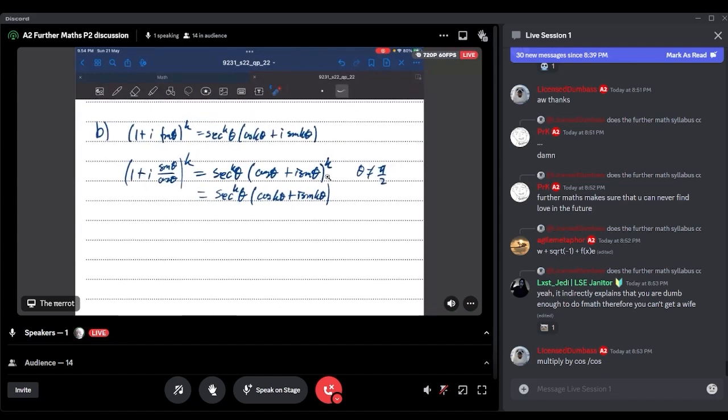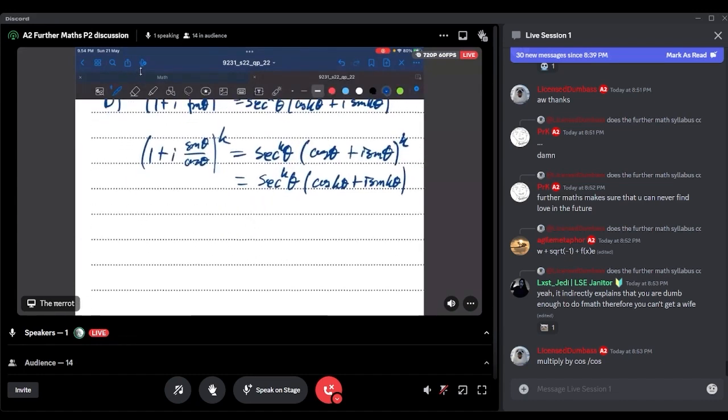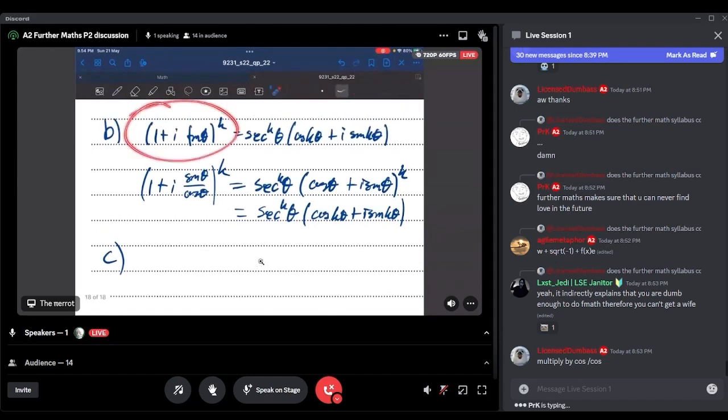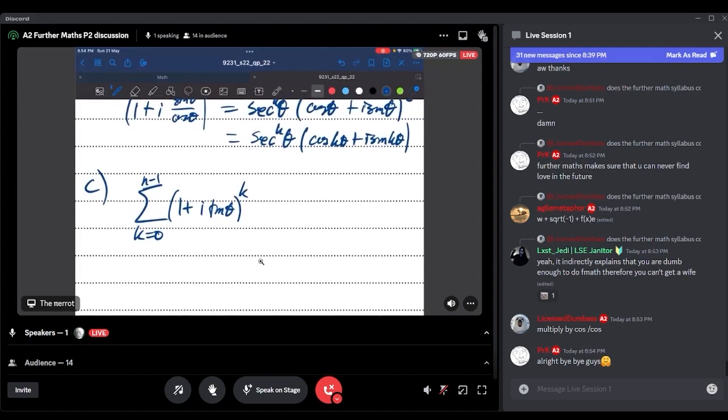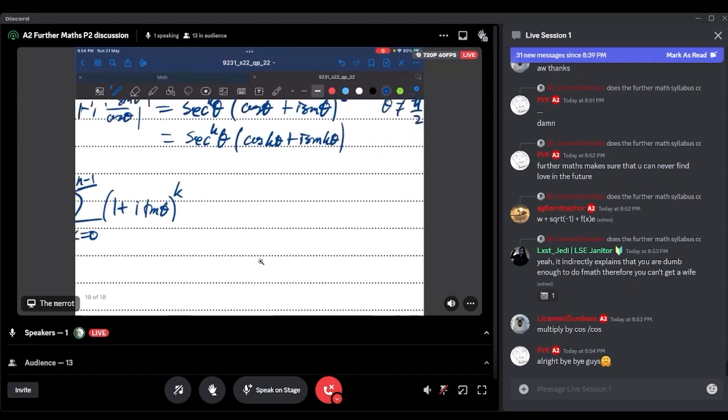Right, now let's do part C. Part C, by considering the sum of this guy, apparently. Yeah, the sum of that. Show that, okay. So let's start from him then. From 0 up to n minus 1, 1 plus i tangent theta to the power k. And you want to show that, we want to find this.